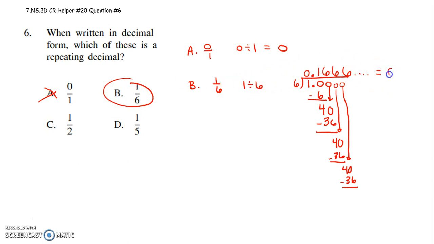We could also write it as 0.1 with a bar over the 6 because the 6 is the part that repeats. But let's go ahead and do the other ones.